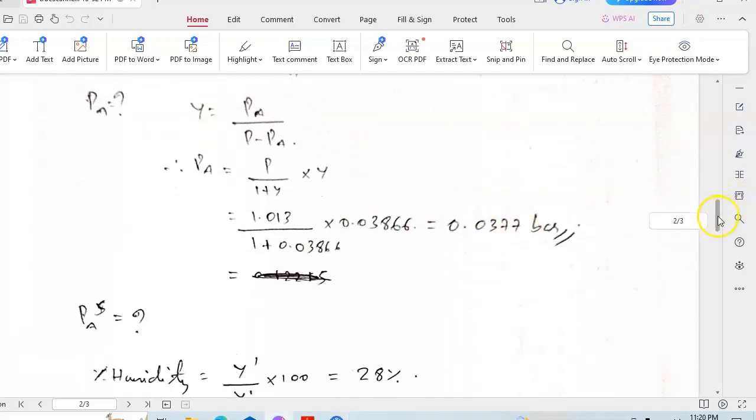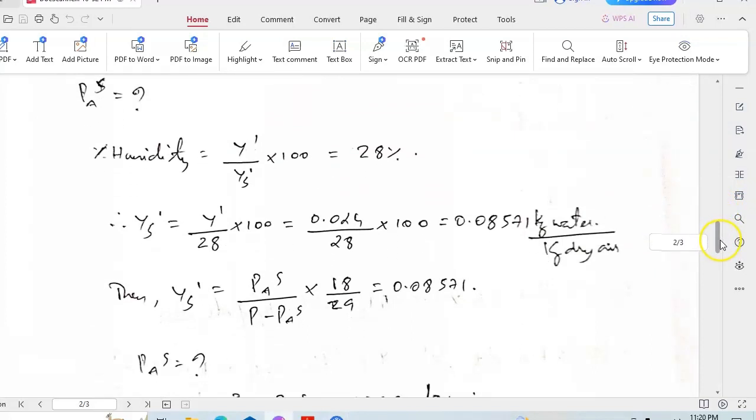Then we need to find Pa as vapor pressure. The percentage humidity is equal to Y dash by Ys dash into 100. Ys dash means molar absolute saturation humidity, and the percentage humidity is 28%. By this equation, we can calculate Ys dash, which is equal to 0.08571 kilogram water per kilogram dry air.